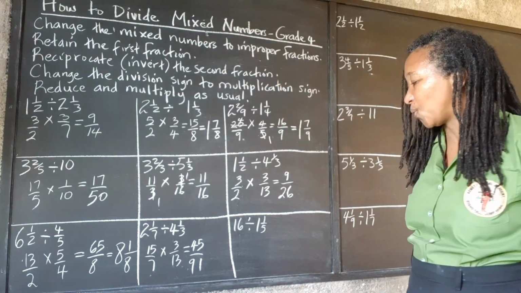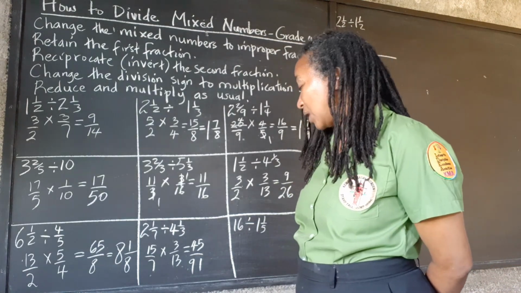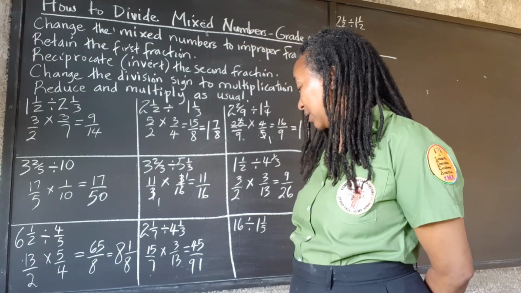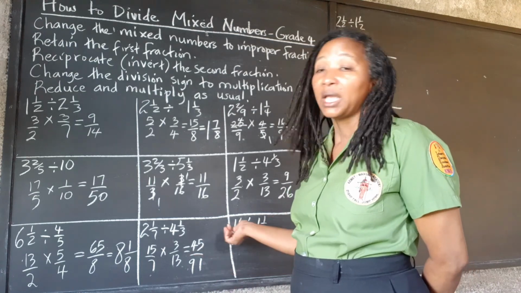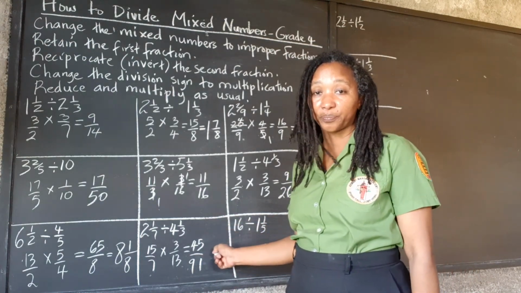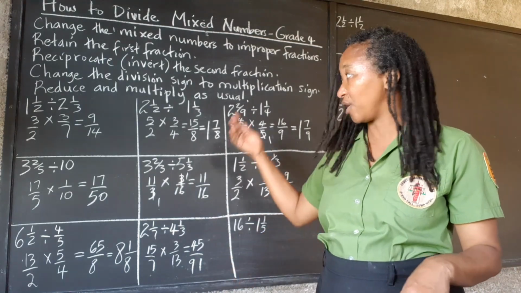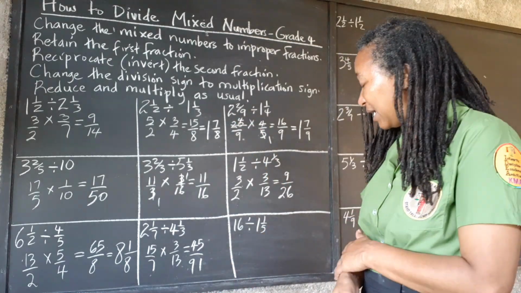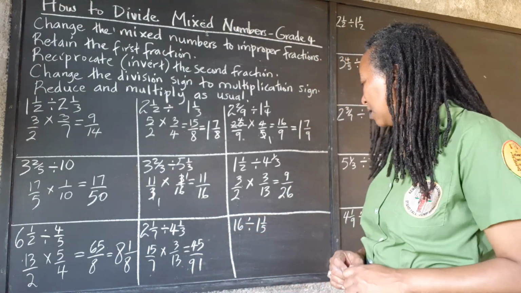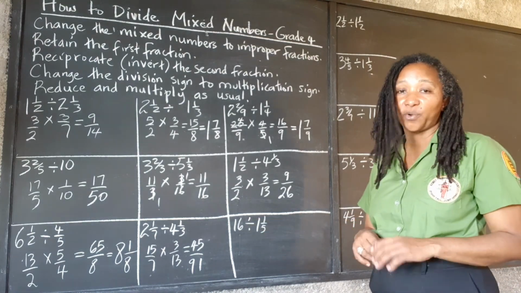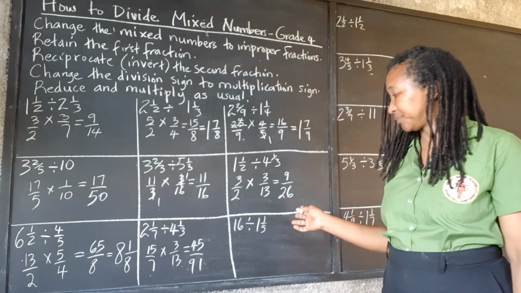45 over 91 cannot be reduced, I don't believe. 2 can't go into them, 3 can't go into this, 4 can't go into them, 5 can't go into that. So this is the simplest form. Even though these numbers look pretty big compared to what we're normally working with, it is actually in its simplest form.